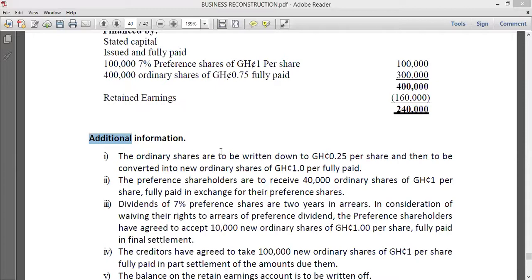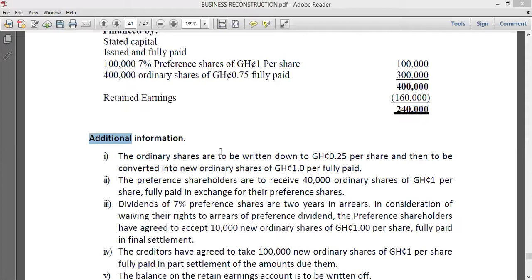In consideration of waiving their right to the arrears of the preference dividend, the preference shareholders have agreed to accept 10,000 new shares at 1 Ghana cedi per share, fully paid in final settlement. Good. So we are going to give them 10,000 Ghana cedis to pay for the dividend in arrears in respect of shares. So it means that the ordinary share will increase by 10,000.